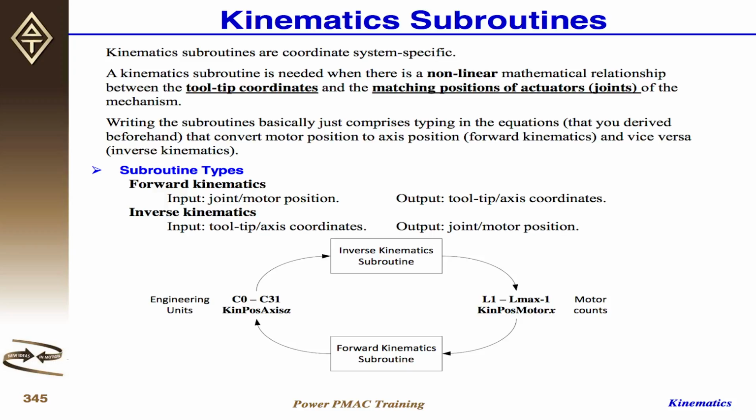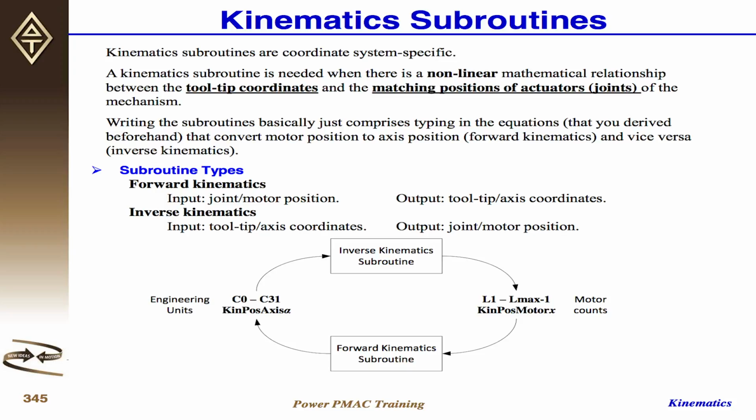Okay, so like I said, for kinematics, it's actually from motor to axis position. From motor unit counts into engineering unit, the user unit. The local variables for the motor are from L to L max minus 1. The max number is the max number you can use in your coordinate system. Okay, we have a system.variable structure. That's for that.